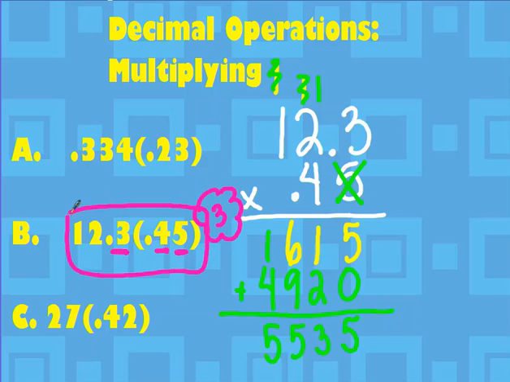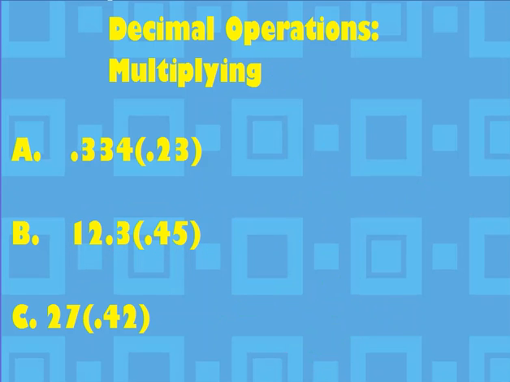How many digits were behind the decimal in both numbers? In this specific case, there were 3. So I start at the back: 1, 2, 3. So my answer would be 5 and 535 thousandths. Again, we're not just bringing our decimal down here in the answer. We're actually moving it the number of places that we counted. So, last example.